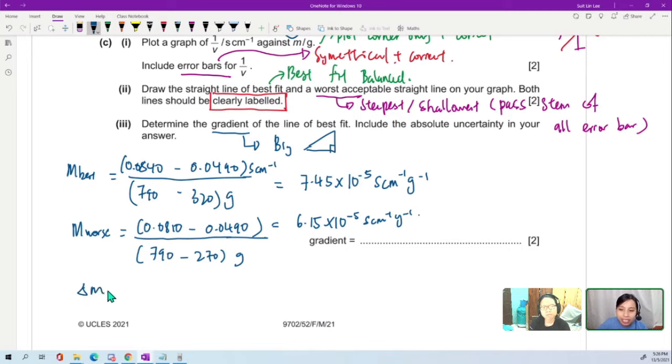When you want to find the uncertainty, you just subtract the two. It is already half the range. We assume it's symmetrical, so best minus worst is already half the range. So you get a value, and that will be your uncertainty.